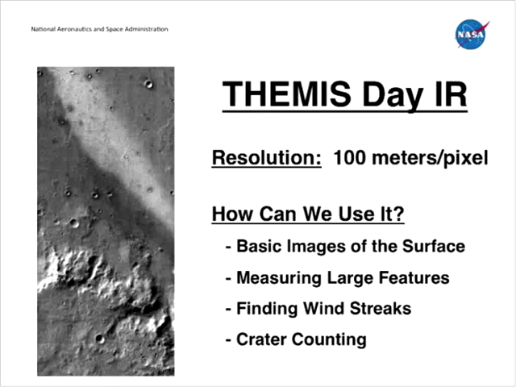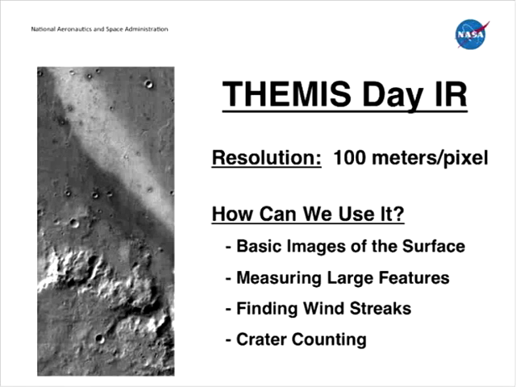Now for the Themis IR camera, we actually have two different types of IR images. We take images during the day and during the night, and those two data sets look very different. So for the Themis day IR images, they have a resolution of 100 meters per pixel. So again, if you were to zoom in all the way on this image, all the little square pixels are 100 meters by 100 meters square. And for a sense of scale, a football field is about 100 meters in length.